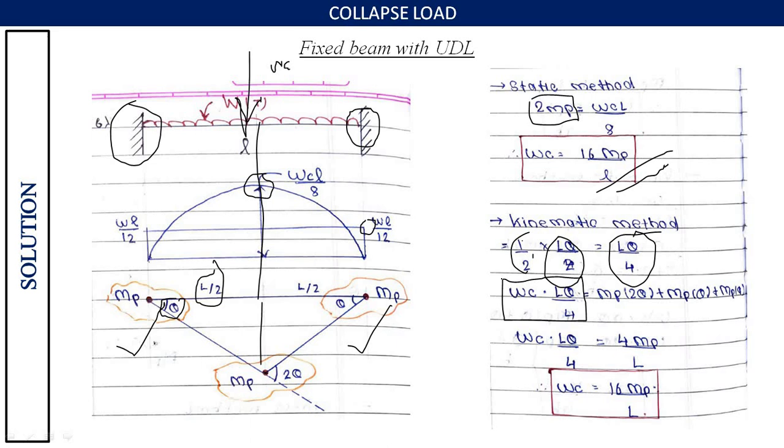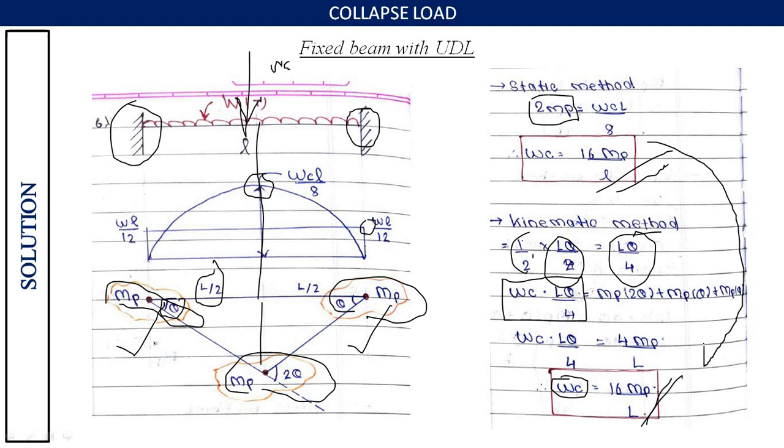Now let us see the internal work. Internally, 3 hinges will be formed, so there will be 3 values: first MP theta, second MP 2 theta, and third MP theta. By solving this, you will find the value of WC or collapse load will be 16 MP by L, and it is the same as by the static method.